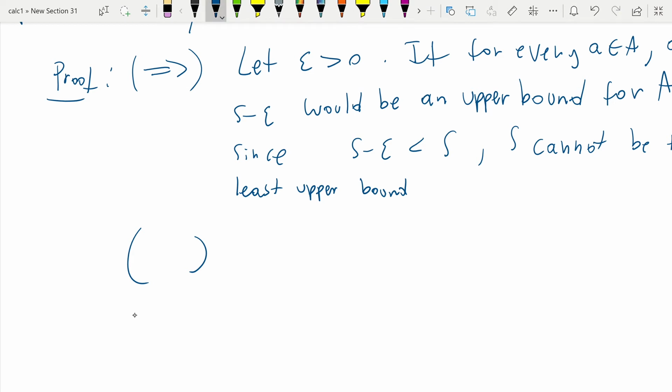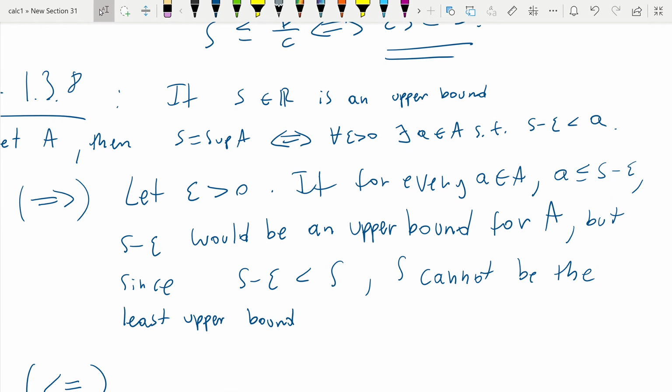So what does this mean? This is the other direction. I have problem controlling my pen. Okay, so the thing is now that we're assuming the statement on the right, so that for every epsilon greater than 0, there exists an a in A such that S minus epsilon is less than a. And we want to show that then S has to be the supremum of the set A.